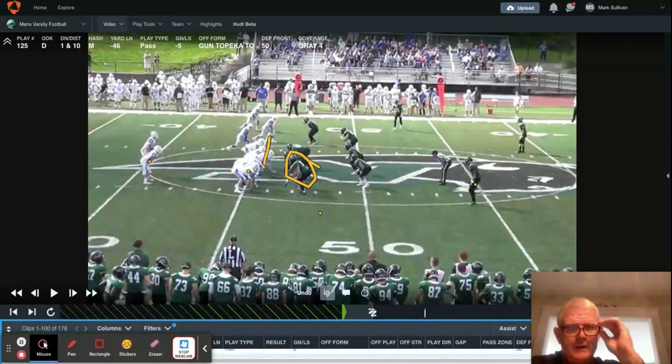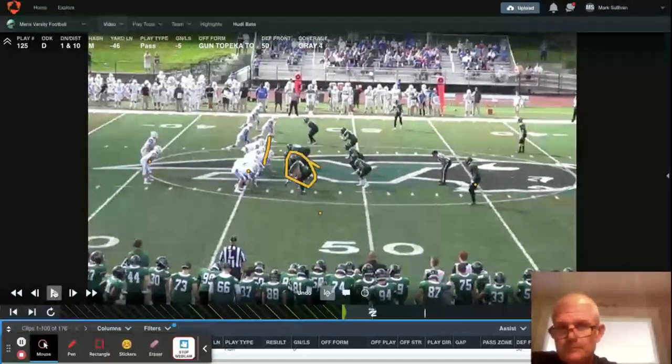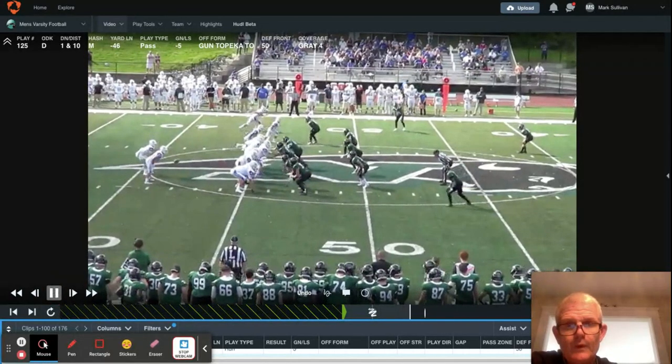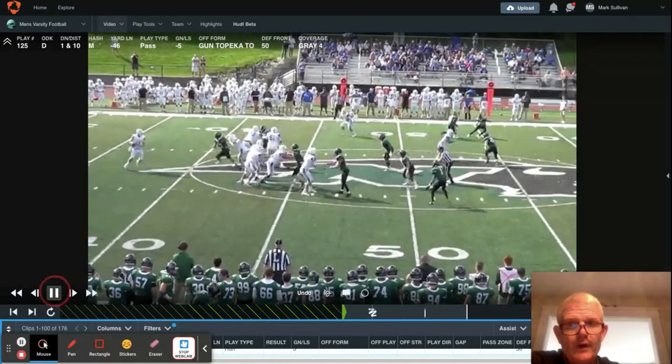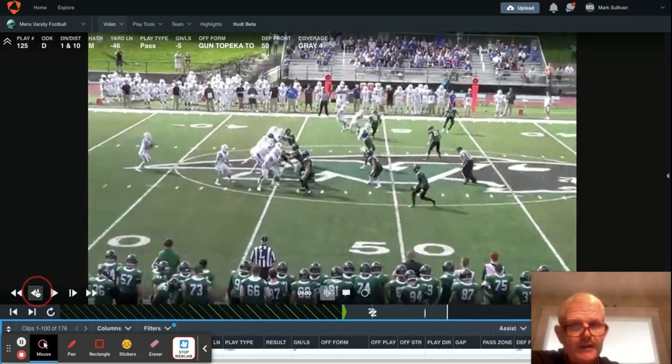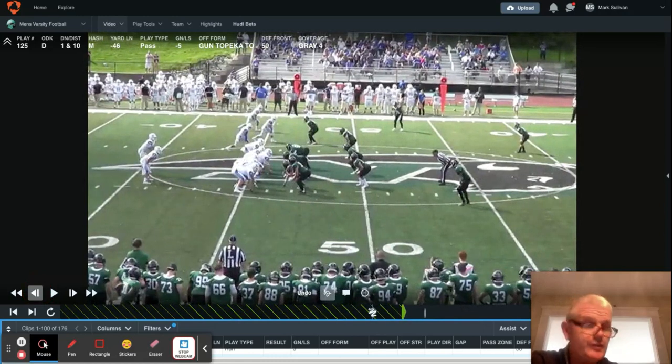Okay? So with that, let's watch from the wide copy first with coaching points, and then we'll get to the tight copy. Okay, so the tight end stays in protection. This is 7-man protection, right? All 5 offensive linemen, the tight end, and the running back. So max protect.